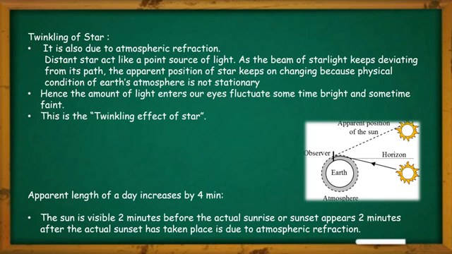This happens because the light ray bends whenever it enters the Earth's atmosphere, due to which the sun will be visible 2 minutes before the actual sunrise, and it will appear to set 2 minutes after the actual sunset. So there is a total of 4 minutes of variation between the apparent length of the day and the actual length of the day.